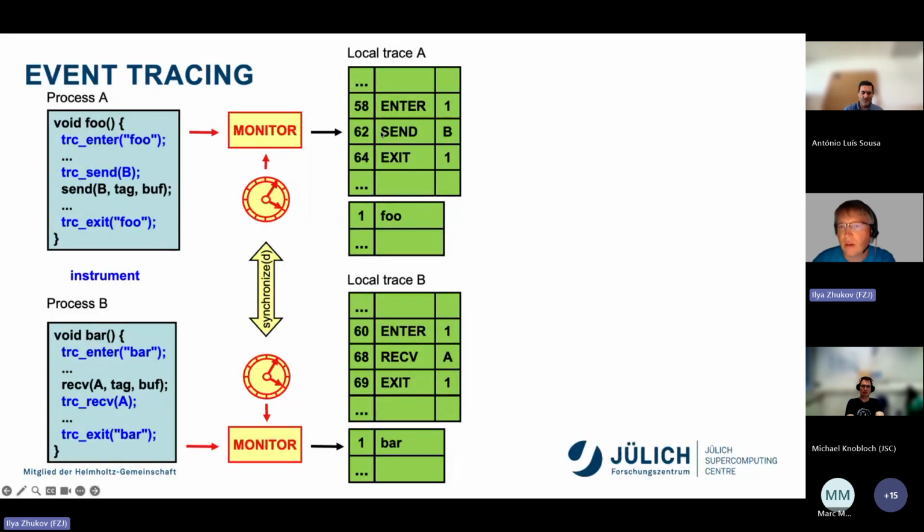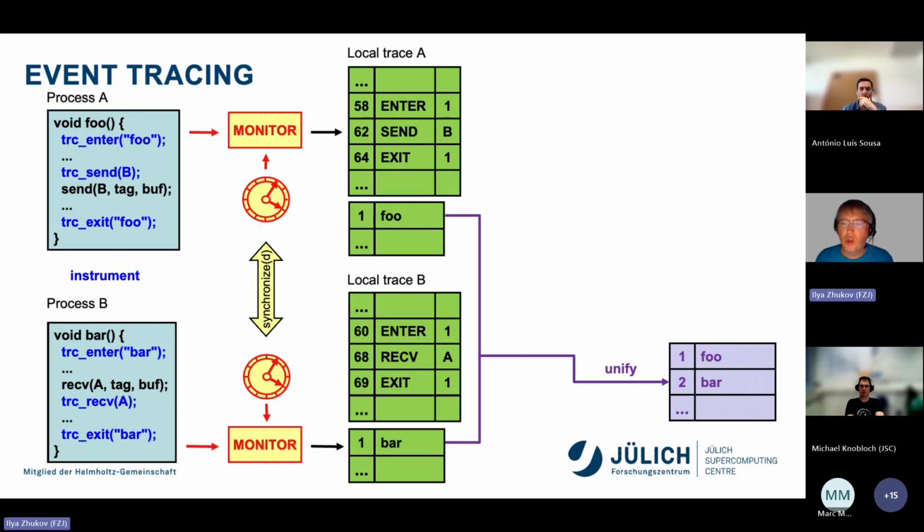And here we have a send that happened at timestamp 62. We have a send, and the send goes to process B. And very similar for process B, we record all our events for enter and leave events, and also for receive. Also we'll have a definition table to map function invocation names to the ID number.